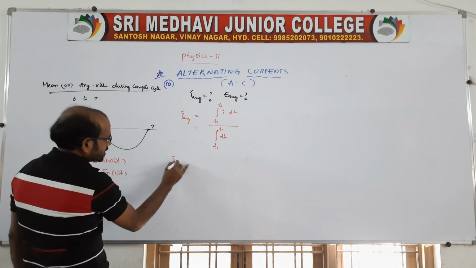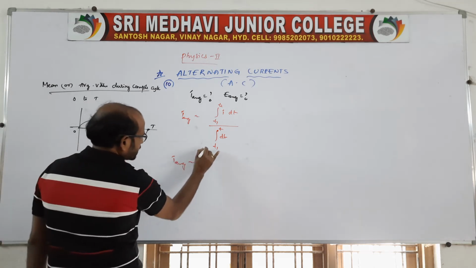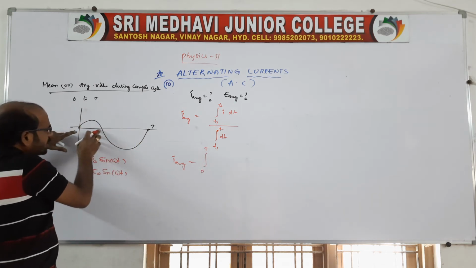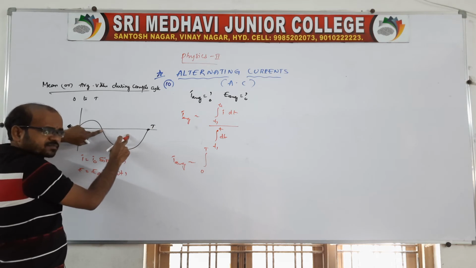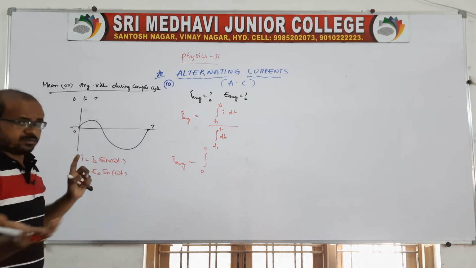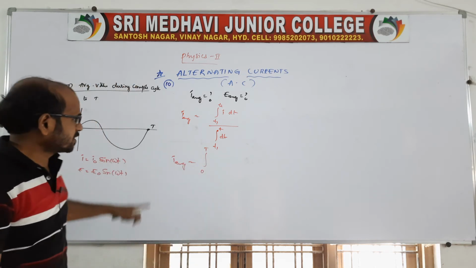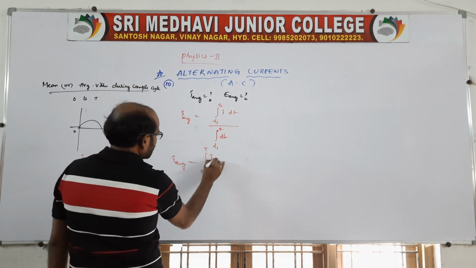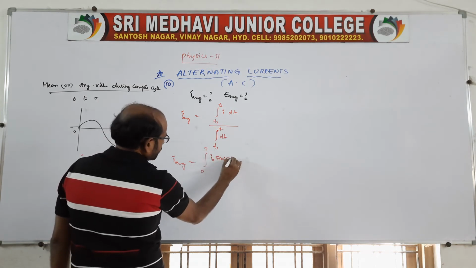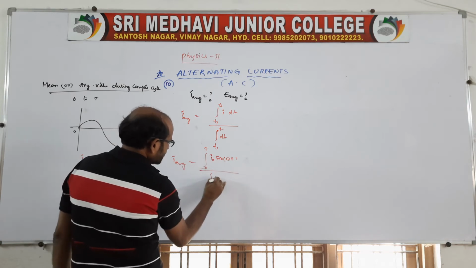So I average is equal to, t1 is 0 to the full cycle, capital T. Sometimes he may ask you half cycle, or sometimes 3 by 4 cycle, or T by 2 cycle, whatever the given cycle time, that we have to take here. Here it is given 0 to T, then you take I value as I naught sin omega t, divided by integral dt from t1 to t2.